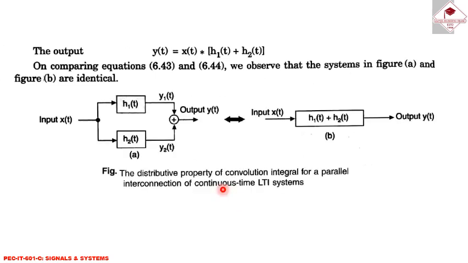This is the block diagram representation where you can see input x(t) is applied to h1(t), which generates the output y1(t), and x(t) is again applied to h2(t), which generates the output y2(t). Finally an addition is made, and we get the output y(t). This can also be represented as x(t) applied to h1(t) plus h2(t), and we get the result y(t).